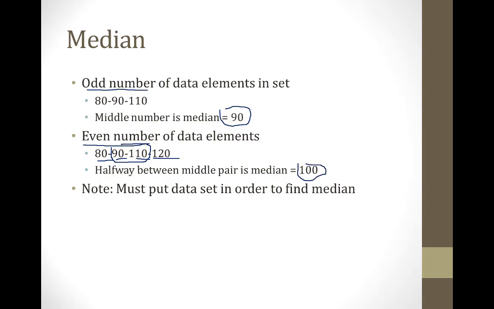So just remember that the median is a little bit tricky to measure. It's different from the other two, and it depends on whether there's an odd or even number of data elements. And very importantly, you have to put all the data in order to find the median. First thing you have to do is start with the lowest number and work your way up to the highest number. Once you have them laid out, you can figure out the median value.